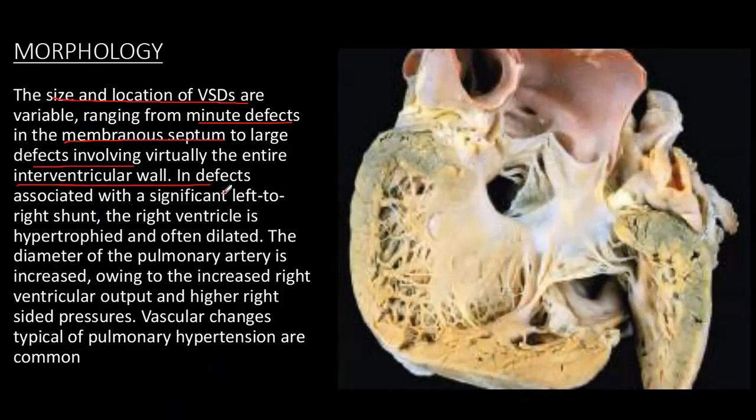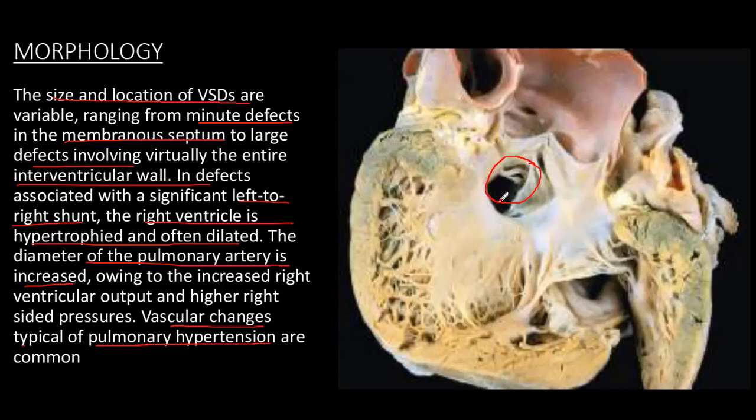Now, in defects associated with left to right shunting, the right ventricle is hypertrophied and often dilated. Now, the diameter of the pulmonary artery is increased. You can understand why, due to the increased right ventricular output and higher right-sided pressures. Now, vascular changes will be observed in the pulmonary circulation, and pulmonary hypertension is common.